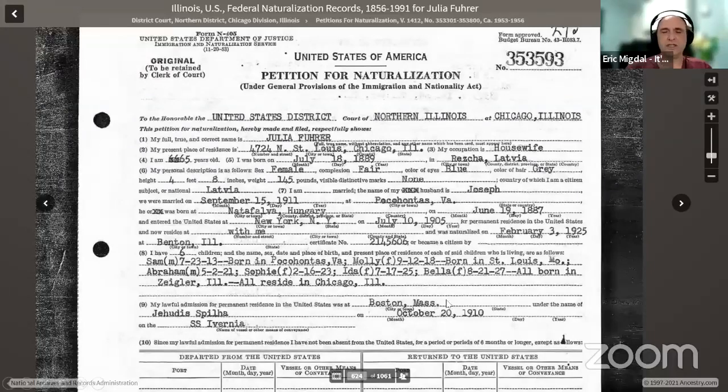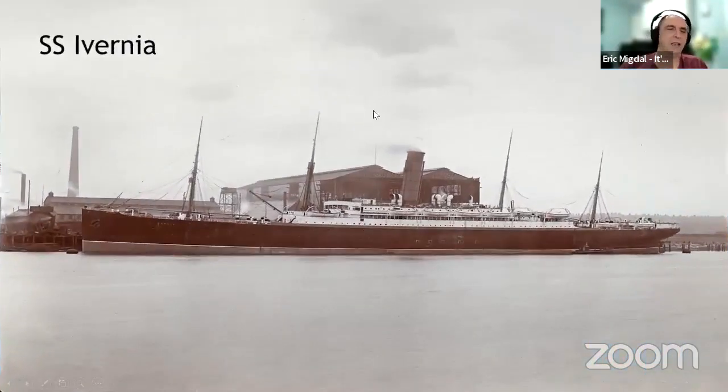It also shows me when she arrived here, on the 20th of October, 1910, on a ship called the SS Ivernia, landing in Boston, Massachusetts. Don't always assume your relatives landed at Ellis Island. A lot did, but some landed in Nova Scotia, in Charleston, North Carolina, in Boston, Massachusetts. And here happens to be a picture of the SS Ivernia that my grandmother sailed across the ocean on in 1910.